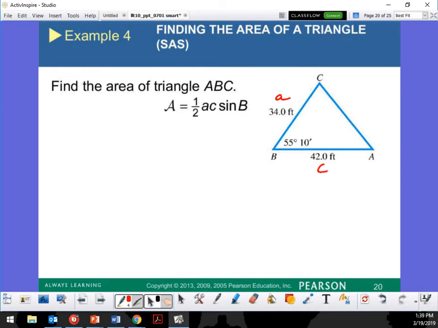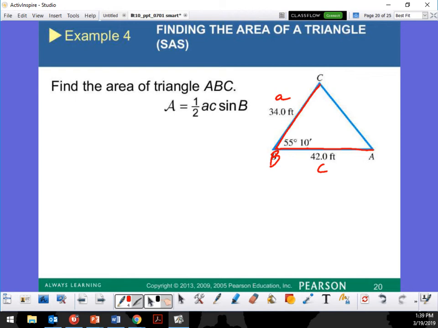So let's take a look. I'm going to trace over this so you guys can see it. I have the side, the angle, and the side. It always has to look like this: side, angle, side, so the angle is touching both sides. Okay, good. Because I have angle B, I have to use the angle B formula, which is right here. On the previous page, I have the angle A formula and the angle C formula also.